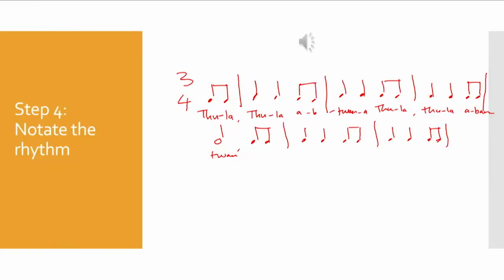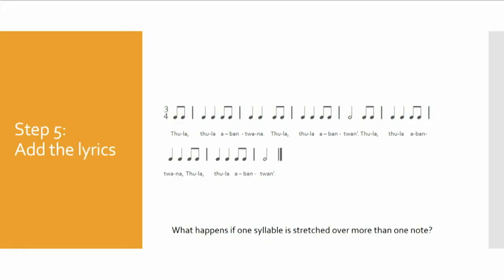You break up the words into syllables, and between each of the syllables of a complete word, you add a little dash. Here is an example of what it would look like if I had written it out on a music program. There you can see tula, tula, abantwana. Each of the syllables reflected under each of the notes.